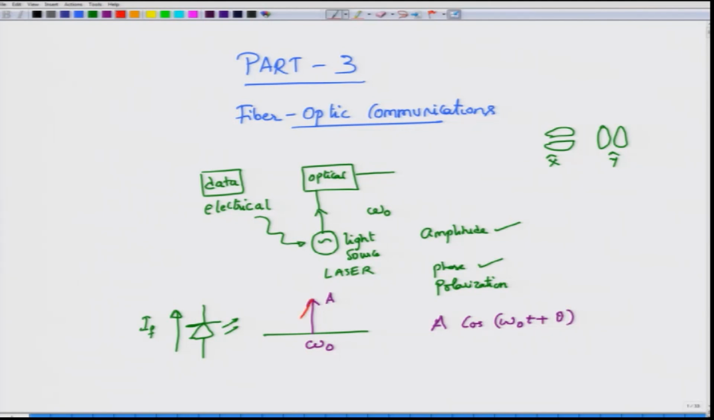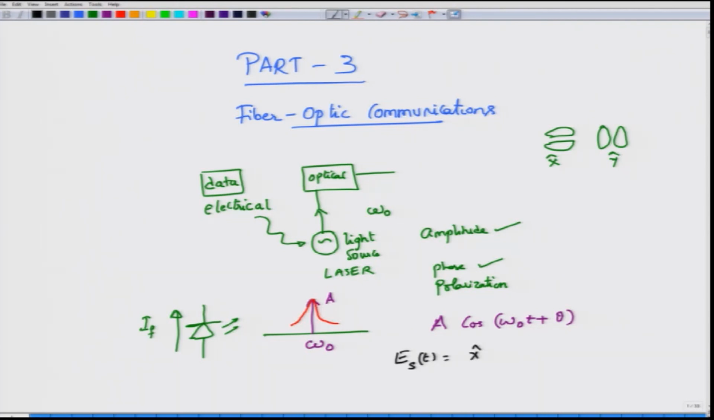Unfortunately, what you get is this kind of a laser output. So, if I want to express that, I should actually write down the electric field that comes out of the laser in this manner. So, let us say this is E s of t, it could be coming out with a certain polarization.